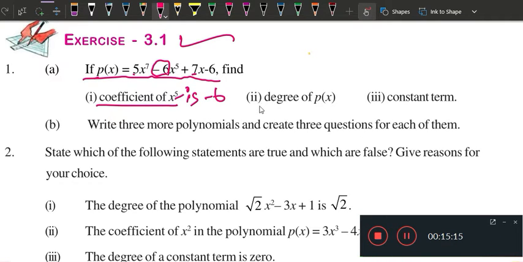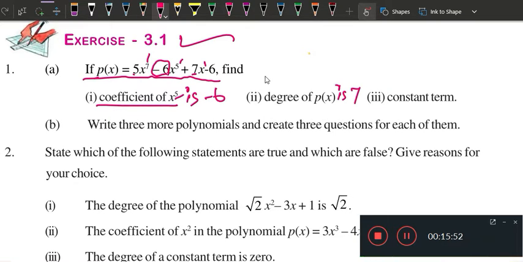Next part, degree of p of x. In this polynomial, what is the degree? See, children, we have already discussed this. The power of x here is 7, here 5, here 1, and for the constant 0. So which is the highest power? 7. Very good. That is the degree of the polynomial. So the degree of p of x is 7.